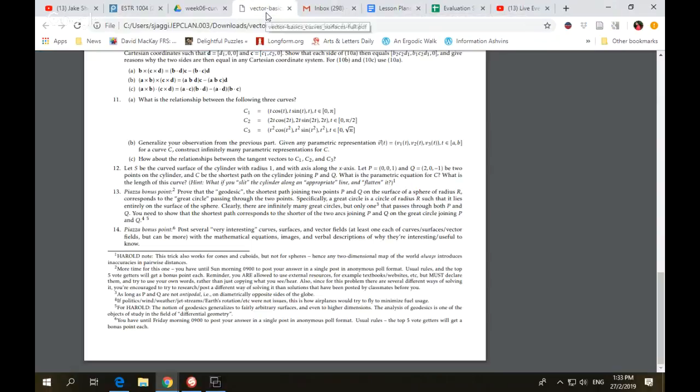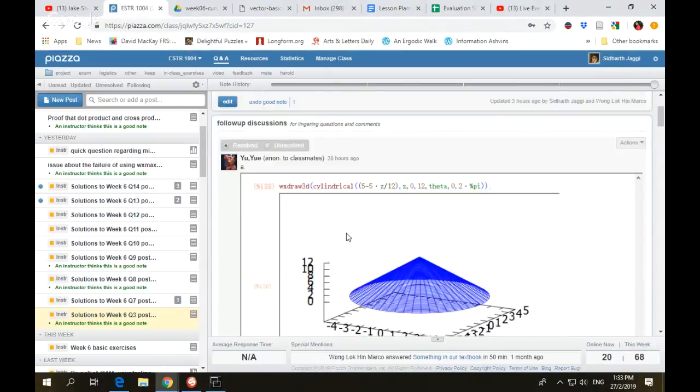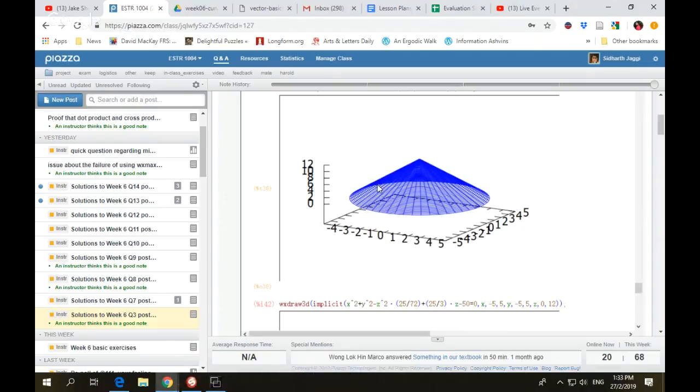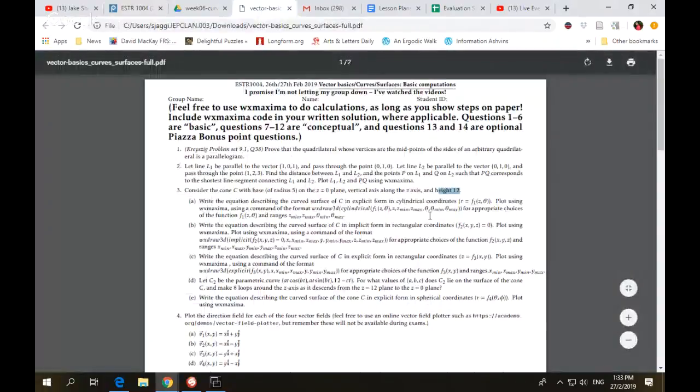Let's take a look at question number 3. This was a relatively straightforward question, but it asked you to consider the cone. So a cone with base of radius 5 on the xy plane. Z equal to 0 is the same as the xy plane. Vertical axis along the z axis and height 12. Visually, Young's solution looked a little bit like this. This is the cone. Now, the question asked you to plot this in a variety of different ways.